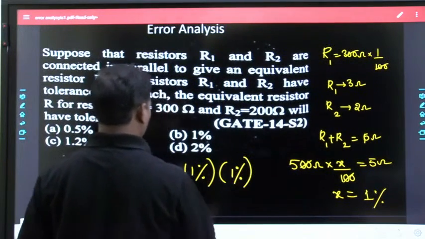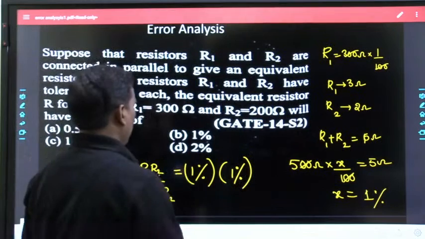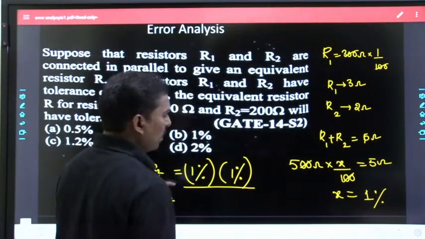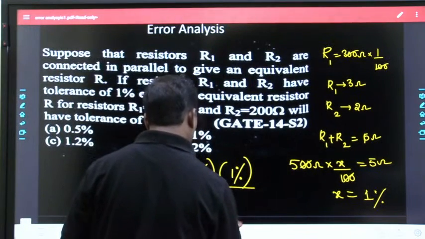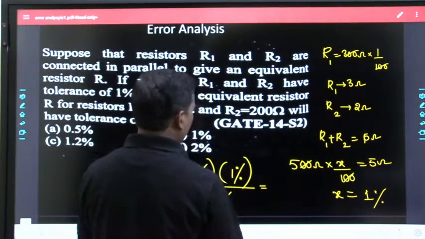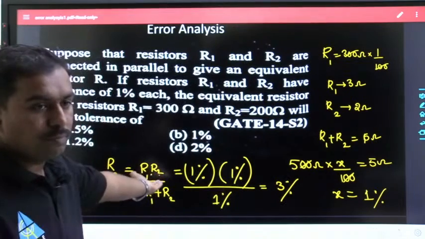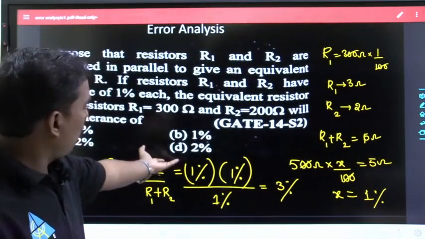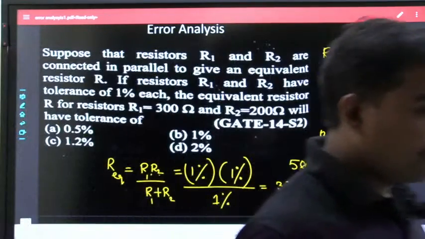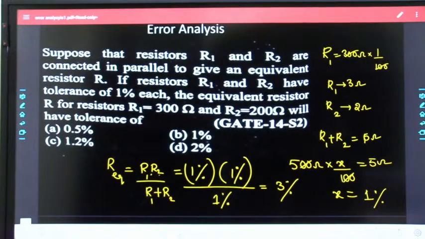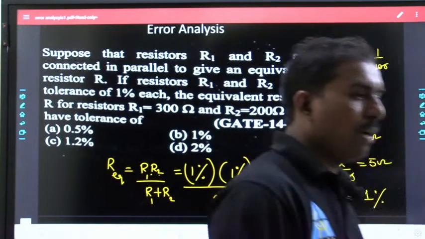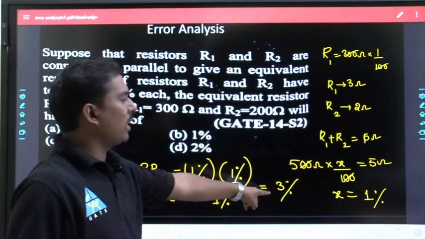Okay, so their percentage errors can be added. What came for R1 plus R2? 1%. So you will get the answer as 3%. But the 3% answer is not there. Yes, gentlemen, 3% you are getting now.